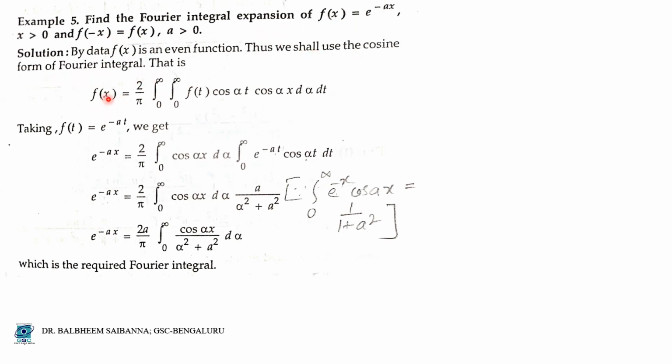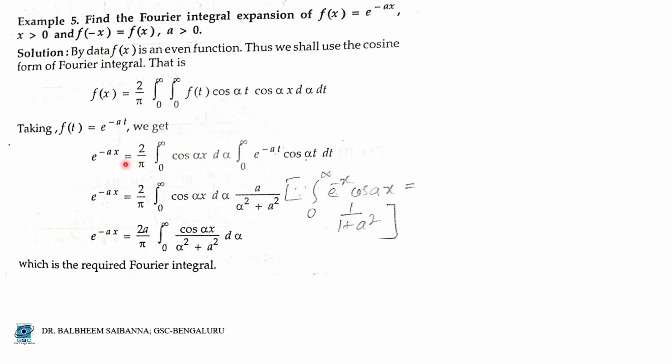That is in this form: f of x is equal to 2 by pi double integral over 0 to infinity f of t cos alpha x d alpha dt. F of x is e to the power of minus ax. Here we are writing in terms of t, because our variable is t. That is why we are changing. If you write f of x dx also, nothing changes. Then when we write the Fourier cosine formula, we write it in this form. Then f of t is equal to e to the power of minus at.